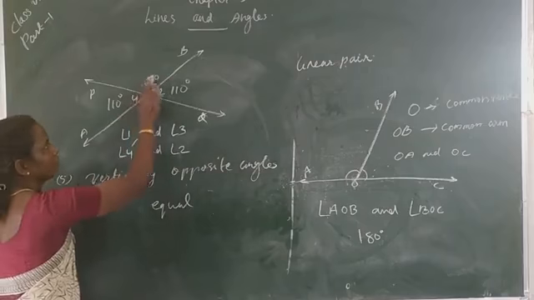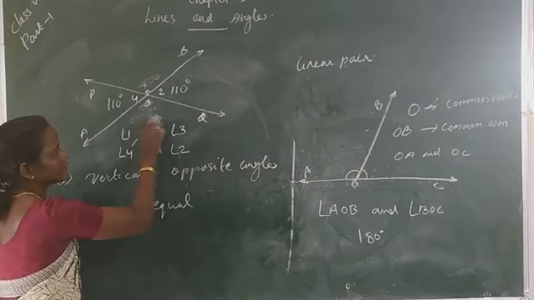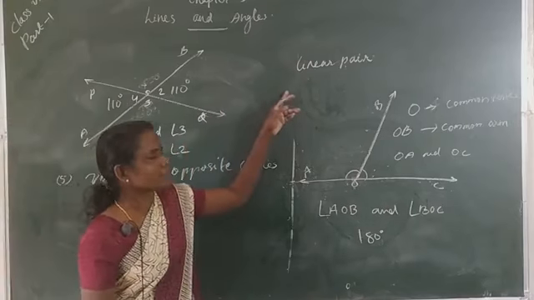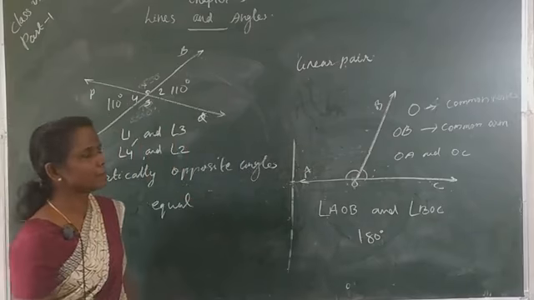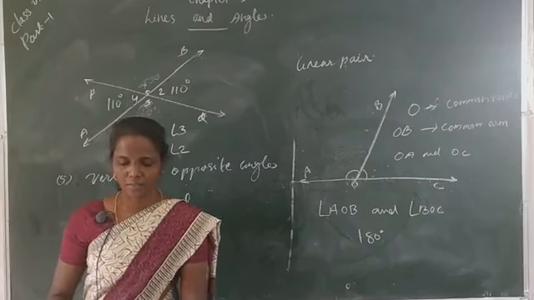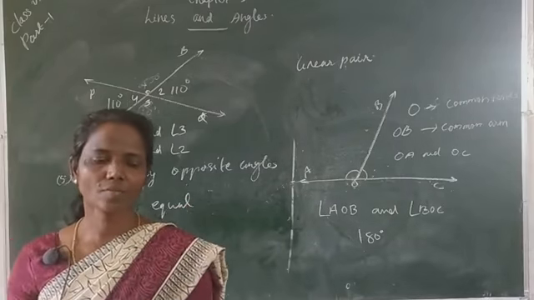Is it clear? Do you understand what a vertically opposite angle is and what a linear pair is? Then adjacent angles, complementary and supplementary angles. The next exercise is 5.2.